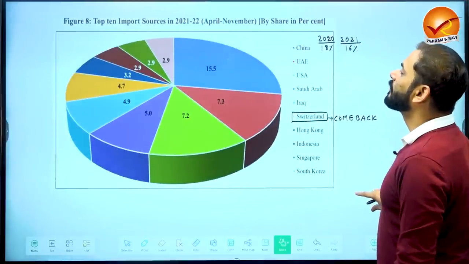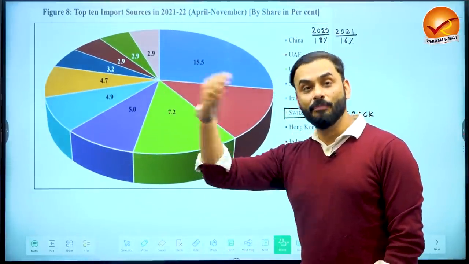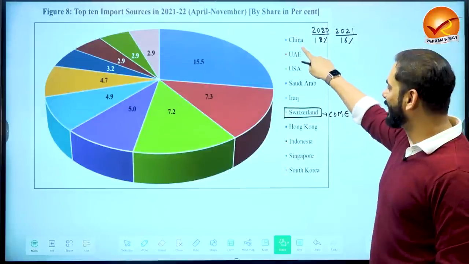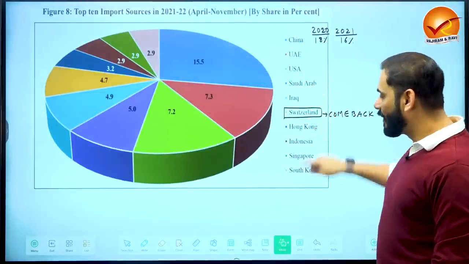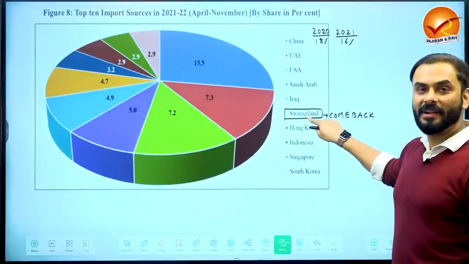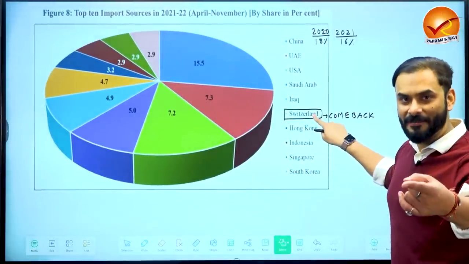Now, if you look at the source of import, which means which are those countries from which we import a lot, you see, China is number one, then UAE, then USA, Saudi Arabia, Iraq, etc. Now, Switzerland has made a comeback. Last year, it was not in this list. This year, it has made a comeback.